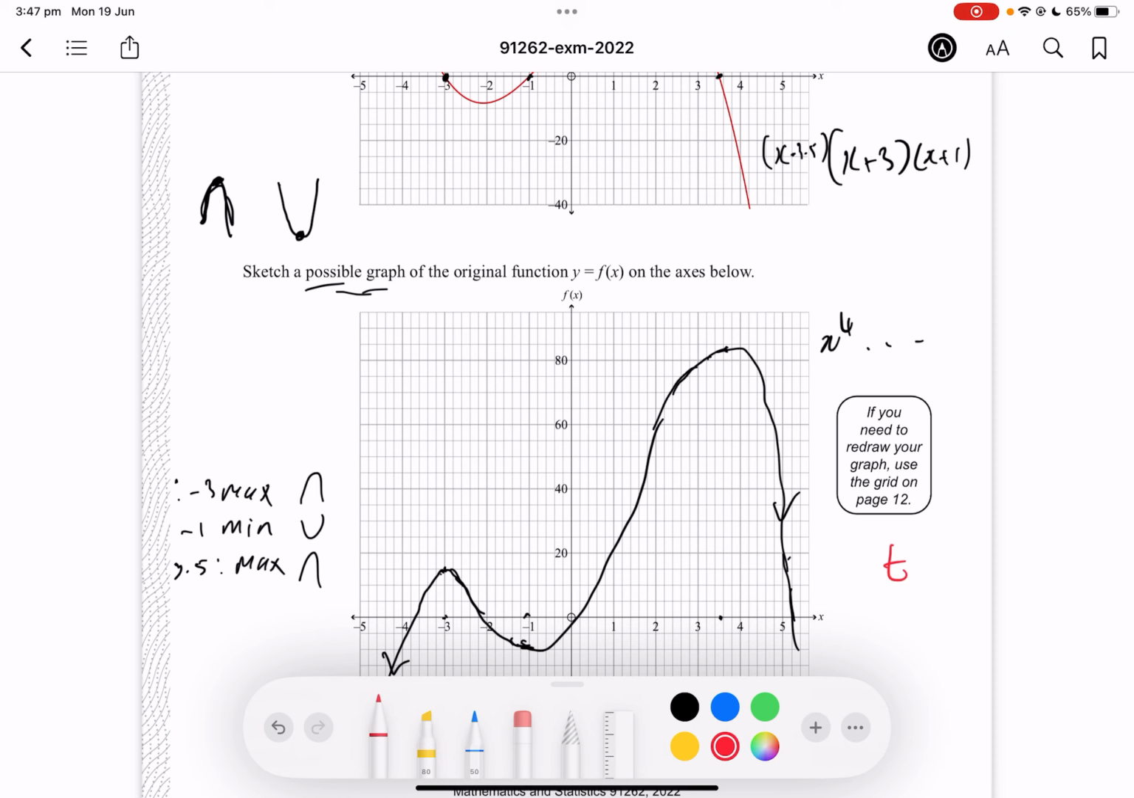And if you have a negative quartic, if you have a rough shape of a negative quartic graph, that would be an achieved grade here.